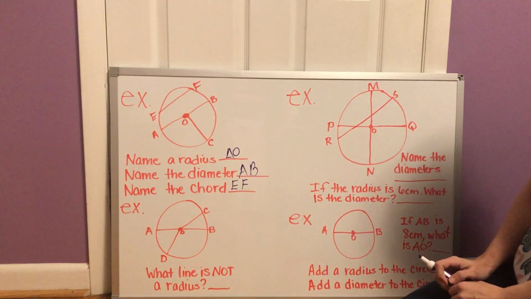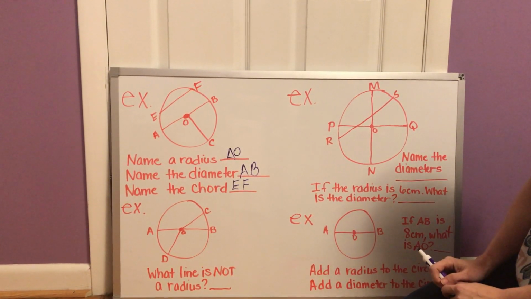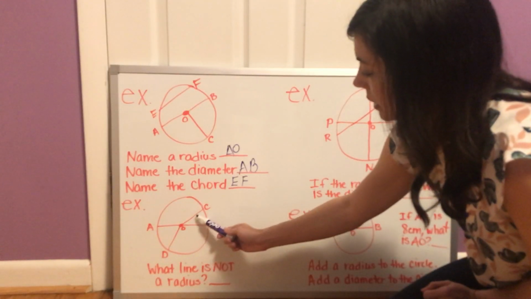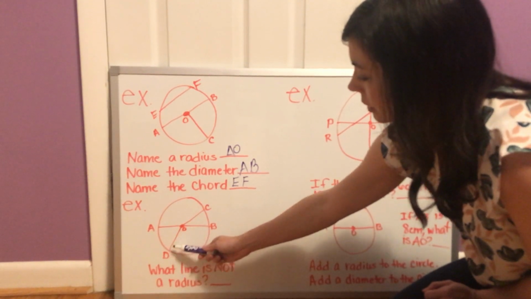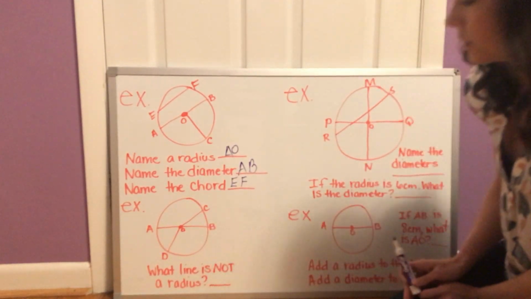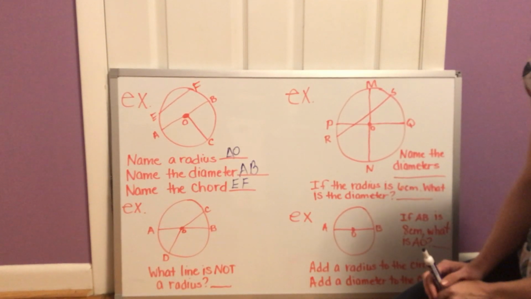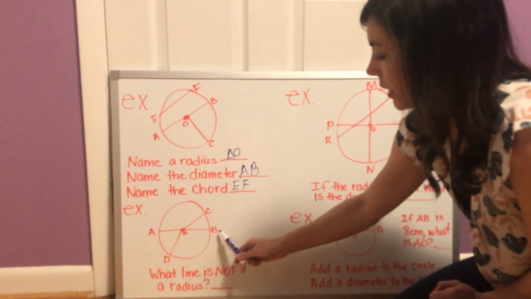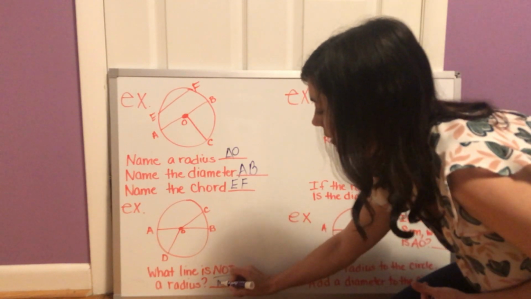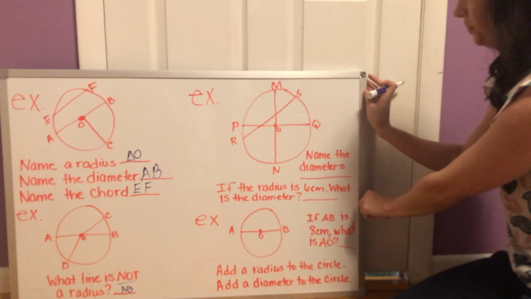All right, let's move to the next example. This one says what line is not a radius? Remember, radius goes from the center to the outer edge of the circle. So CO would be a radius, DO would be a radius, AO would be a radius, and BO would be a radius. But we need that diameter, the one that goes all the way across. See if you can figure it out. If you guessed AB, you're correct because it's the line that is not a radius. And that is AB. It is the diameter. All right, let's slide over to the next one.